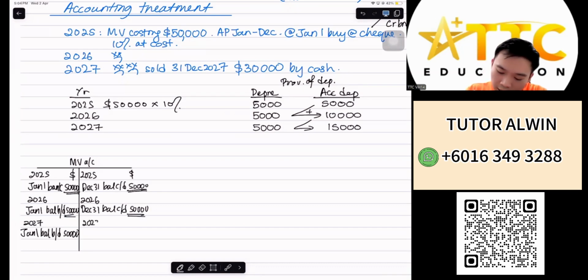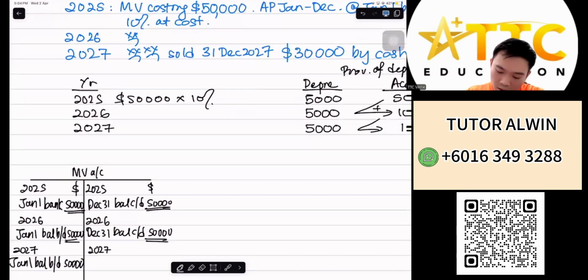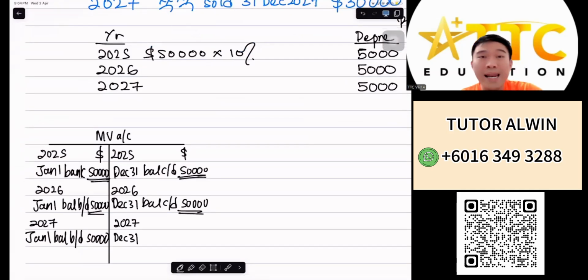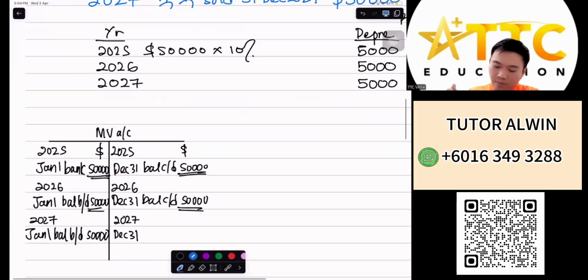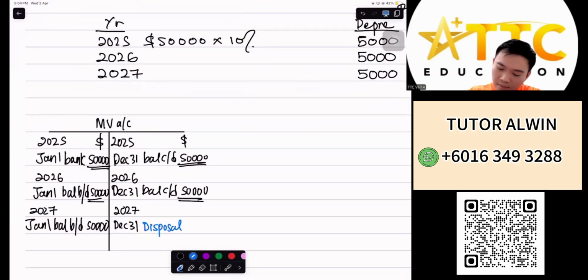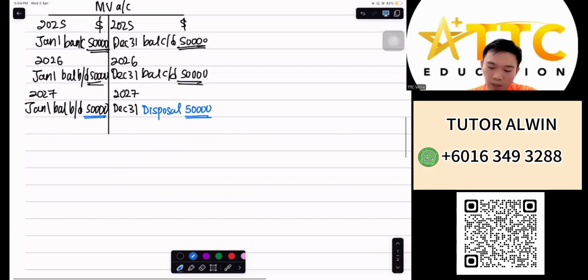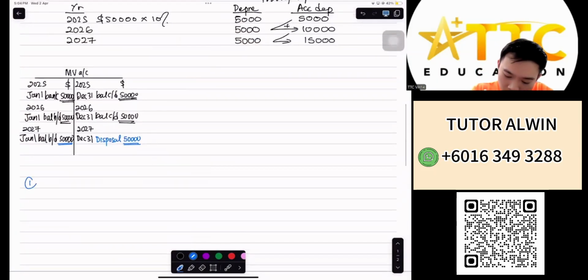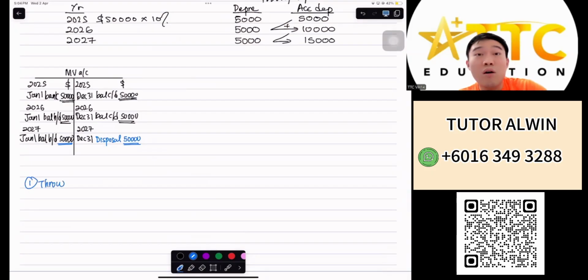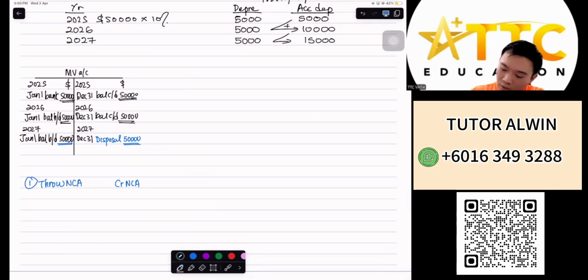However, at the end of 2027, on December 31, what happened? Disposal happened. So your first step, once you are dealing with disposals, is to throw away your non-current asset. Once you throw it away, you credit that particular non-current asset, because an asset is a debit balance. And where do you put it? You put it into something called the disposal account.